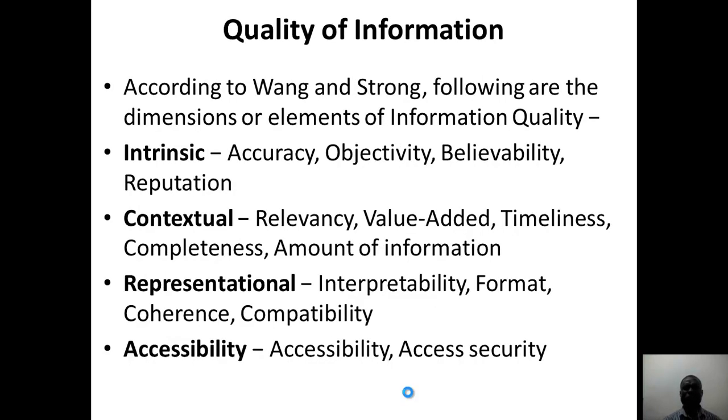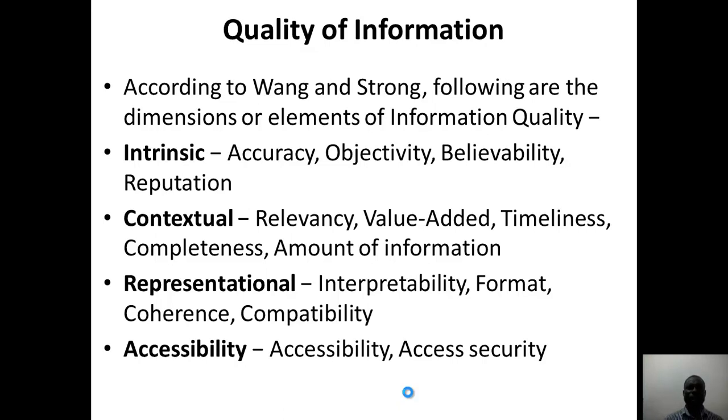Now let's see, according to Wang and Strong, the following are dimensions or elements of information quality. We have what we call intrinsic. Here we're talking about accuracy, objectivity, believability, and reputation of that information. So how accurate, how objective, can people believe it? Can you yourself believe it? And then the reputation.